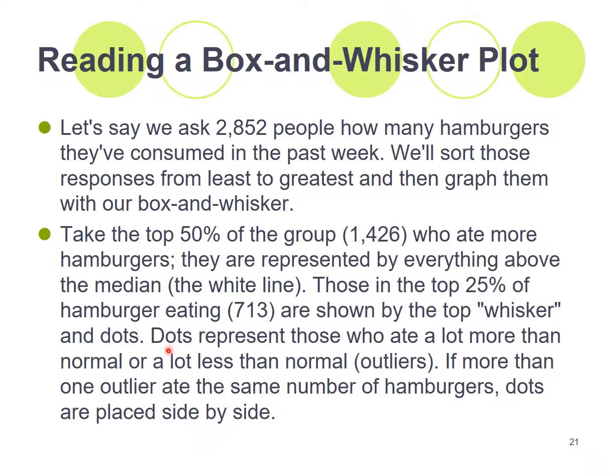So sometimes dots are used, and dots represent those who ate a lot more than normal or a lot less than normal. They're sort of outliers. And in our chart that we're going to show on the next page, we don't have them, but sometimes you will see dots there, and they're just pointing out to you that these pieces of information were outliers. If more than one outlier ate the same number of hamburgers, dots are often placed side by side. And we won't actually go through that, but sometimes if you ever see those dots, they're just showing you that they were unusual pieces of information.